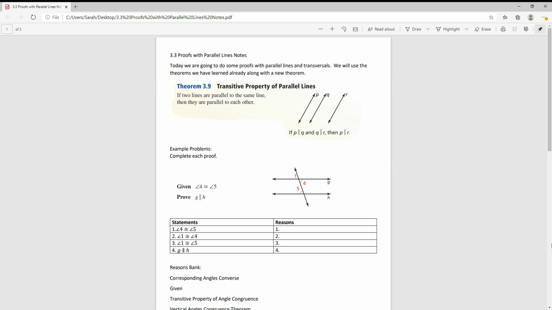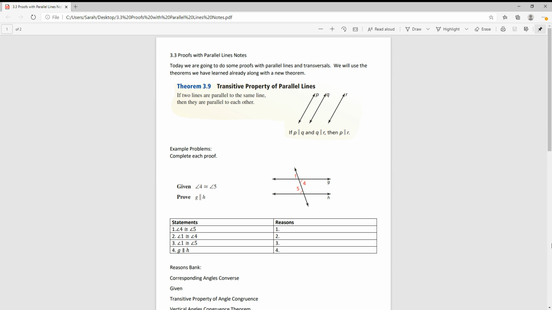Hello. What we're going to look at today are some proofs using what we've learned so far about parallel lines, transversals, and the special angle relationships that spring up because of parallel lines and transversals. There's one more theorem I'd like to introduce really quick before we do these proofs.